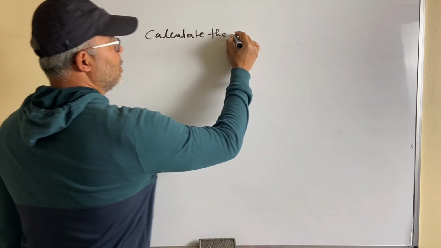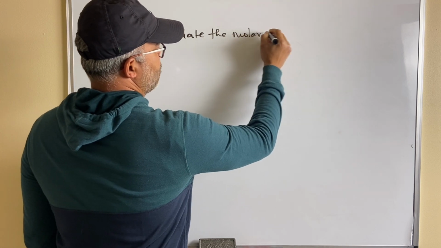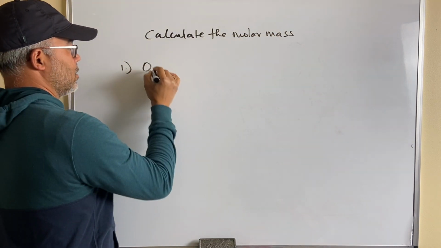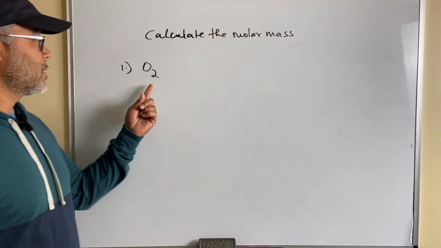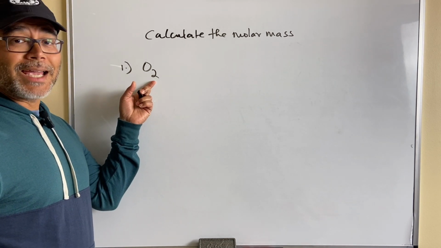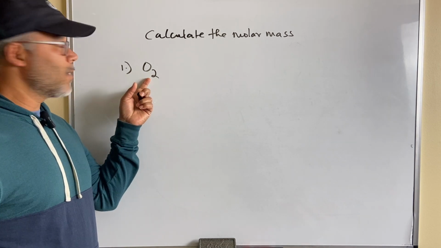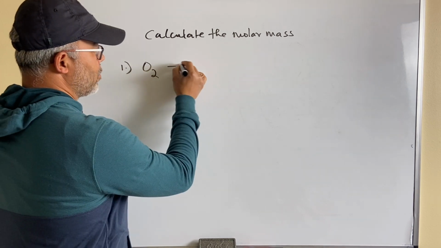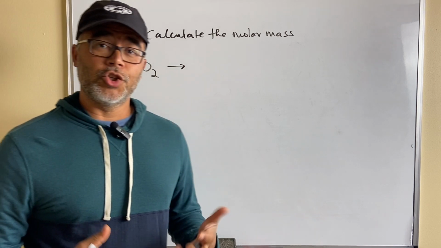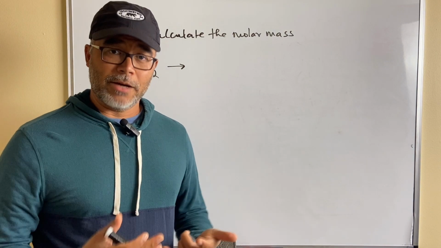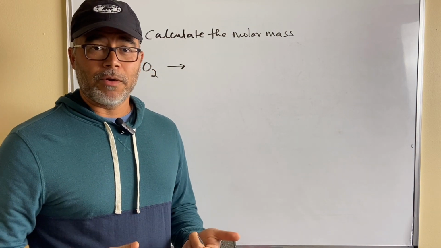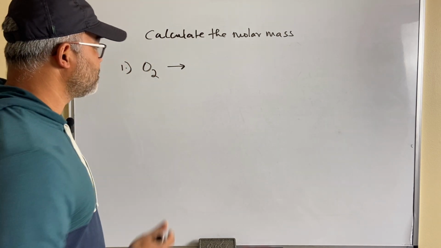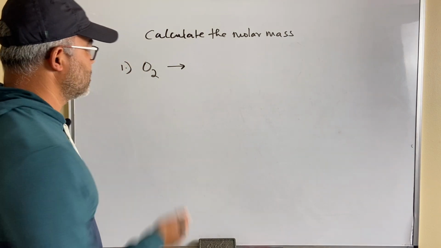Calculate the molar mass of oxygen. Now notice carefully, oxygen is a diatomic molecule. There are 2 atoms of oxygen in that one molecule. So all you will do is look at the periodic table. I strongly urge you to pause this video, take out the periodic table, and look up the atomic mass of oxygen, and that will be the same as the molar mass.